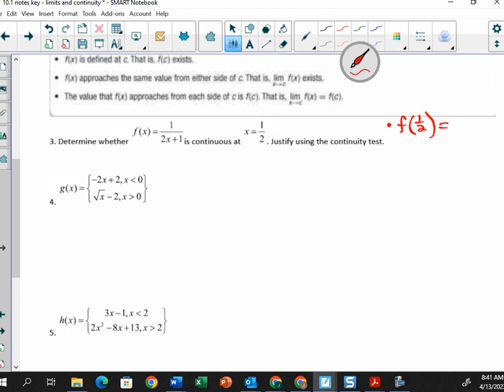So if I plug in 1/2 to f of x, what do I get? I get 1/2, right? Okay. So first bullet point, does it exist? Yes, there is a point there. All right, second bullet point. I am looking for the limit of f of x as x approaches 1/2.